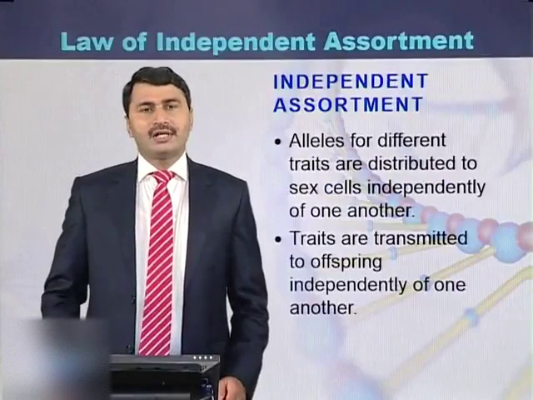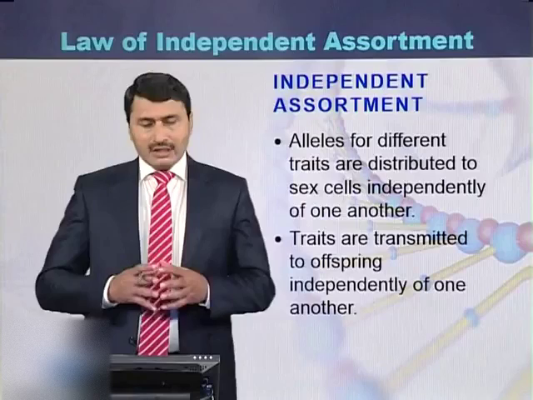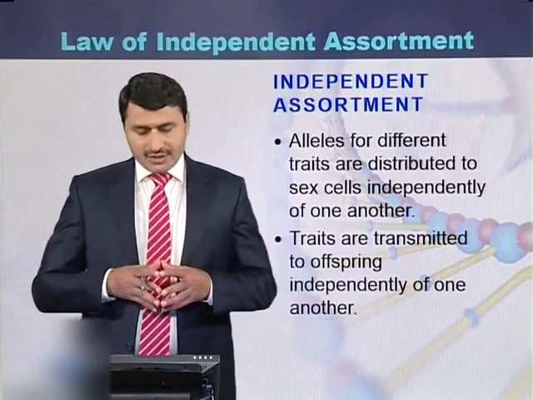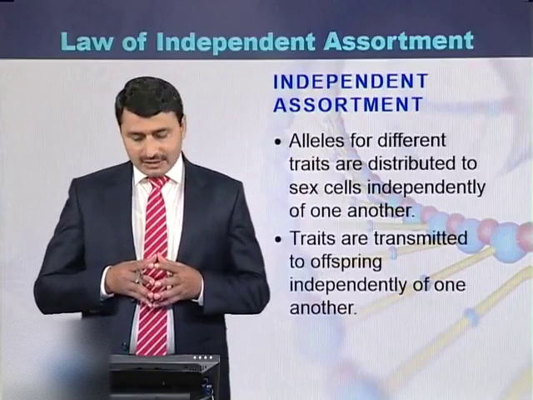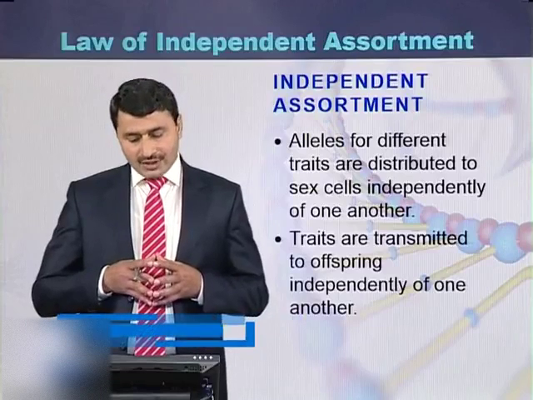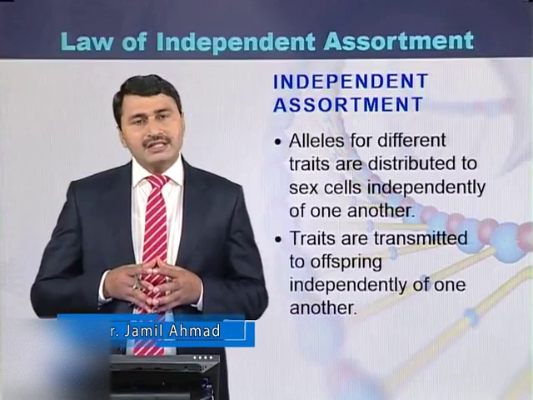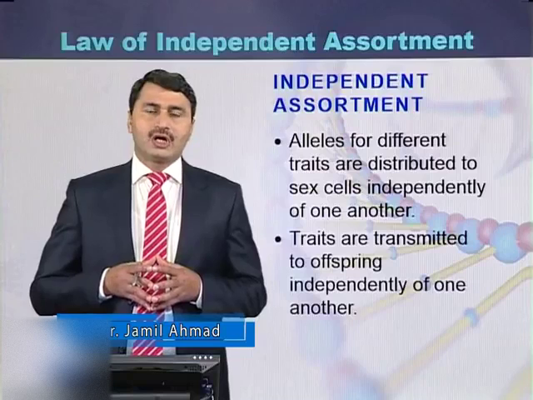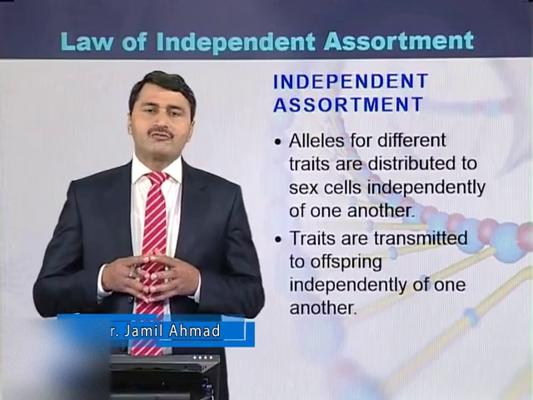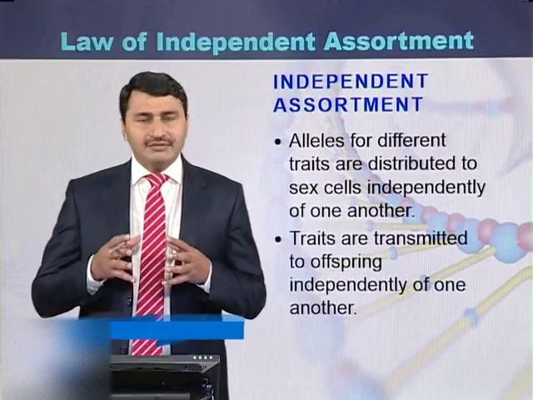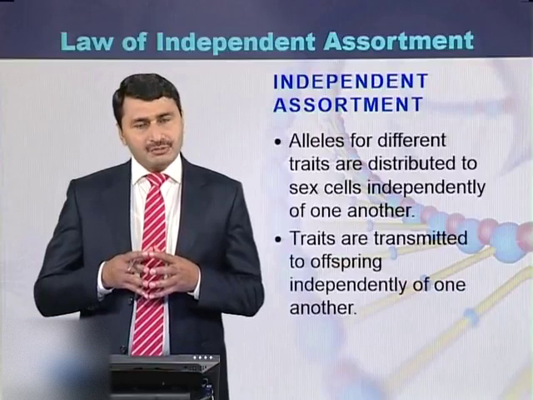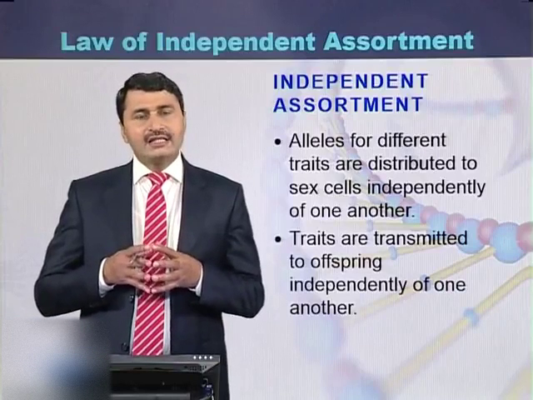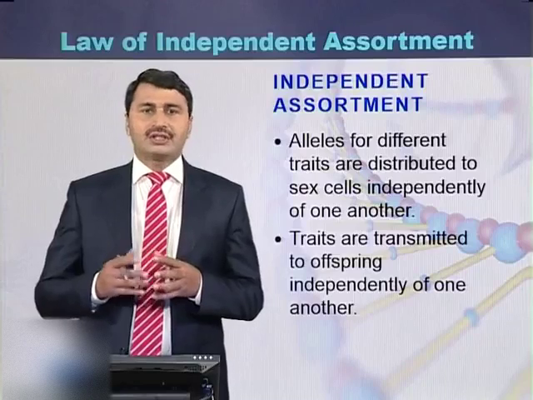Law of independent assortment. The law of independent assortment states that the alleles for different traits are distributed to sex cells independently of each other. Or in other words, we can say that different traits are distributed to the sex cells independently from each other.